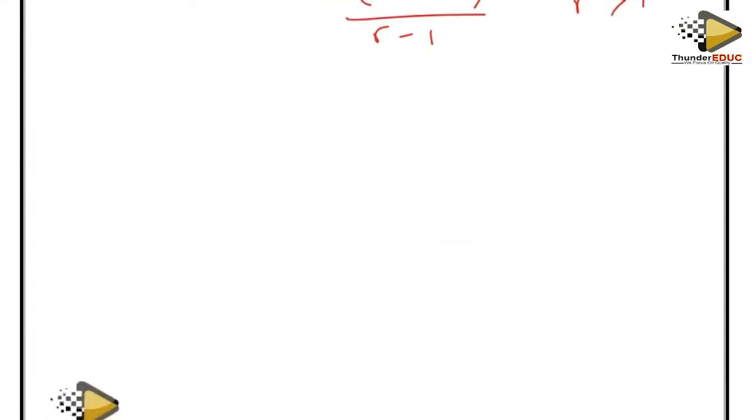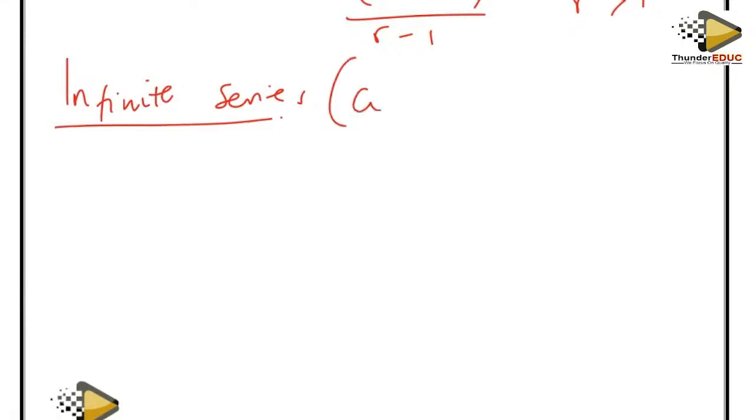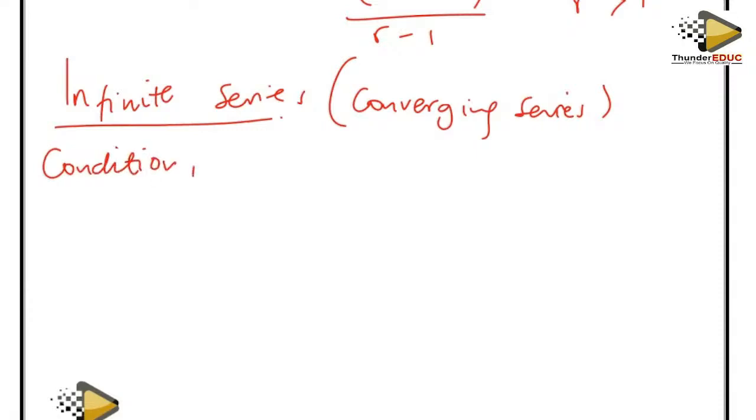Then when you talk about the infinite series, these are basically series that do not have an end. Sometimes we call them converging series. With converging series, there's a condition. The condition for a series to converge is that, one, they have to be part of the geometric progression, and then the common ratio has to be between -1 and +1. So this is the condition.